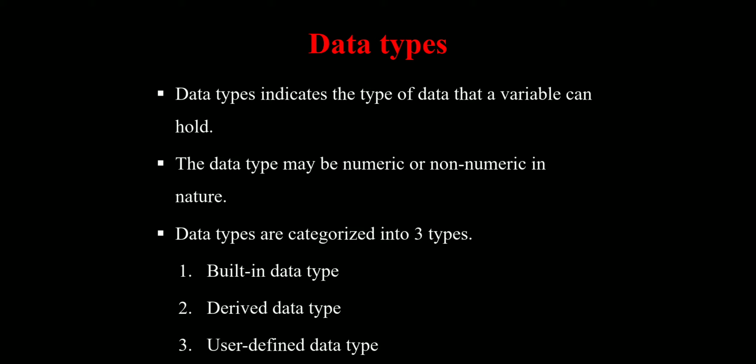Actually, data types are categorized into three types or three categories: built-in data types, derived data types, and user-defined data types. And again, built-in data types are classified into four subparts, that is integer, character, floating point, and double. And derived data type can be classified into arrays. You can discuss this arrays concept in upcoming classes.